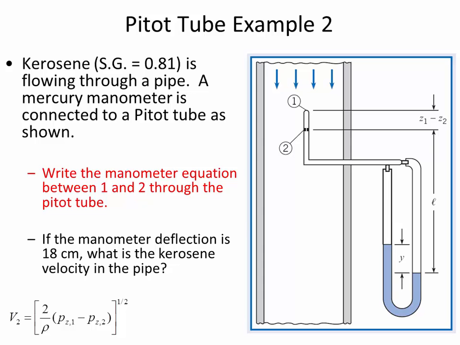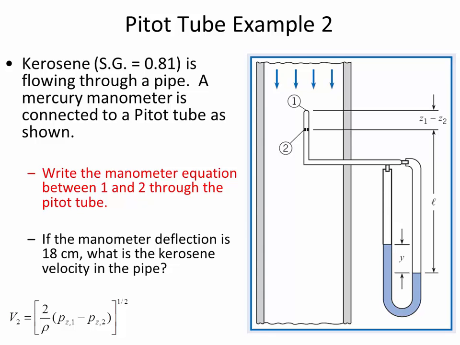So here, we've got it pointed into a pipeline that's carrying kerosene. And we have a manometer deflection that in the problem statement is defined as 18 centimeters, which is Y. And we want to know what's going to be the velocity in this pipeline.